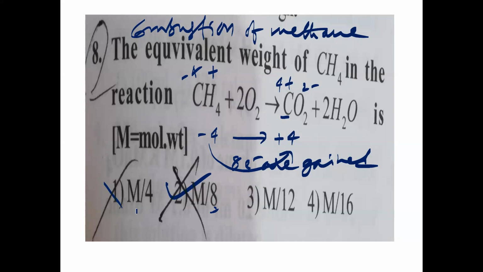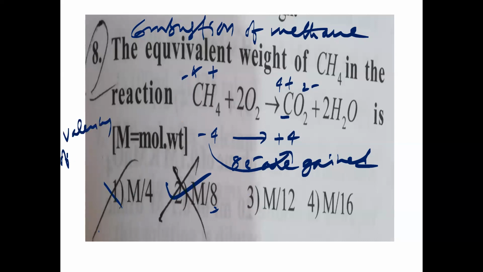But in another concept, in some books, they will be taking like this. As CH4 is methane and carbon cannot easily form minus 4, we have to take another concept, that the valency of carbon is 4 here. The valency of carbon, how much?